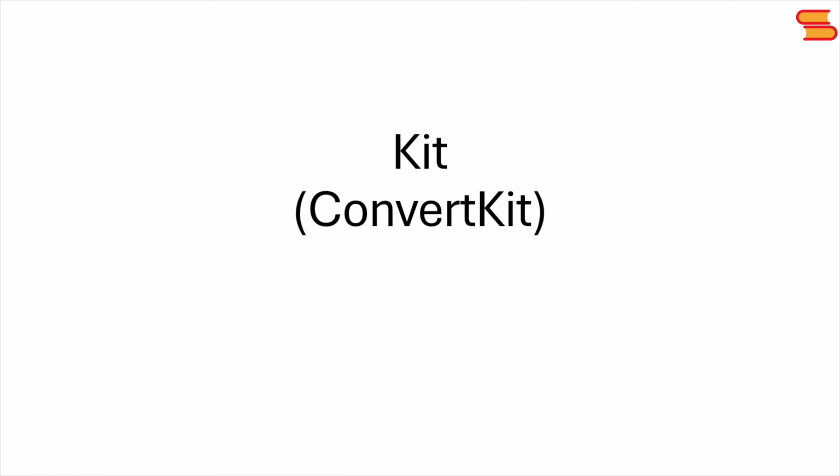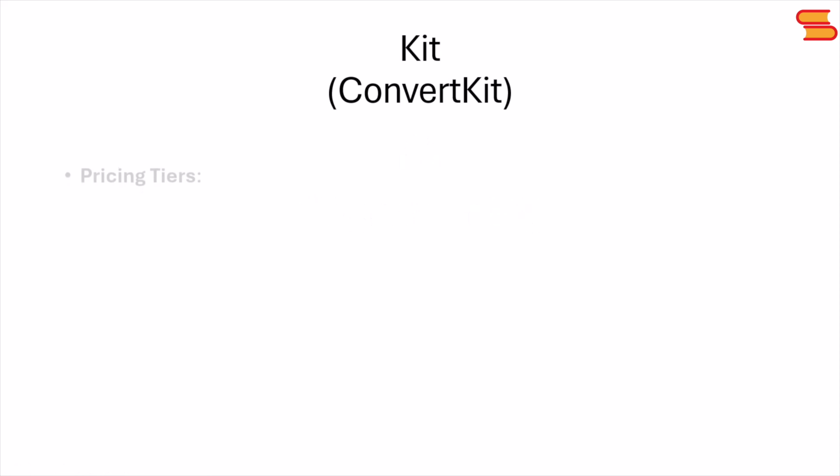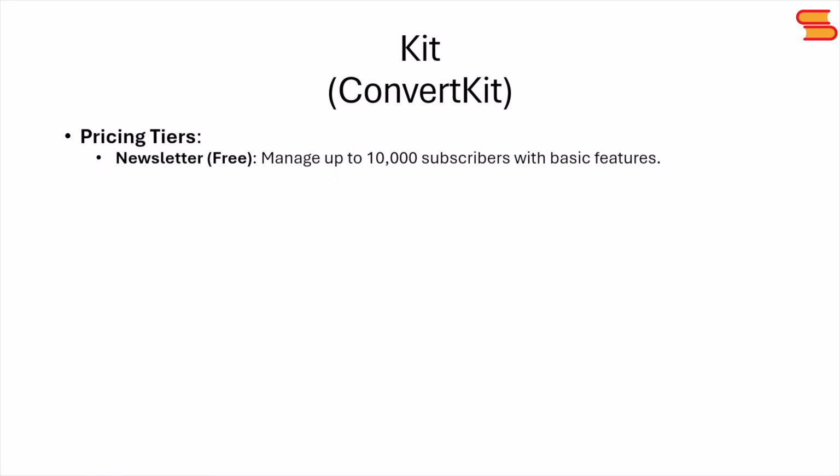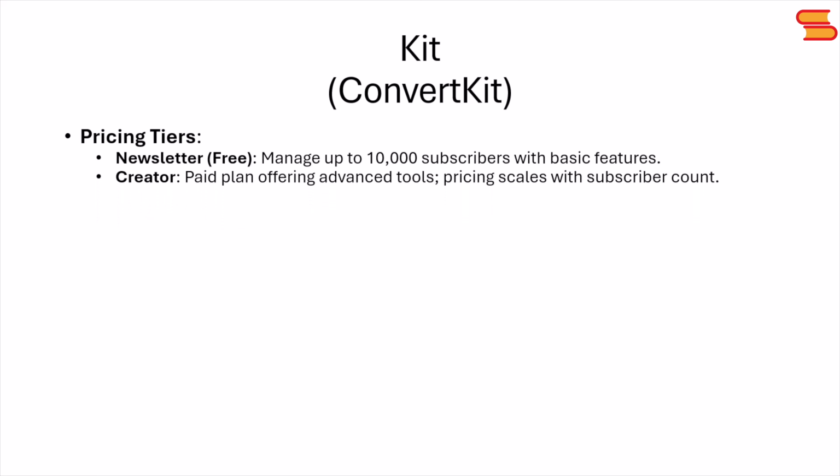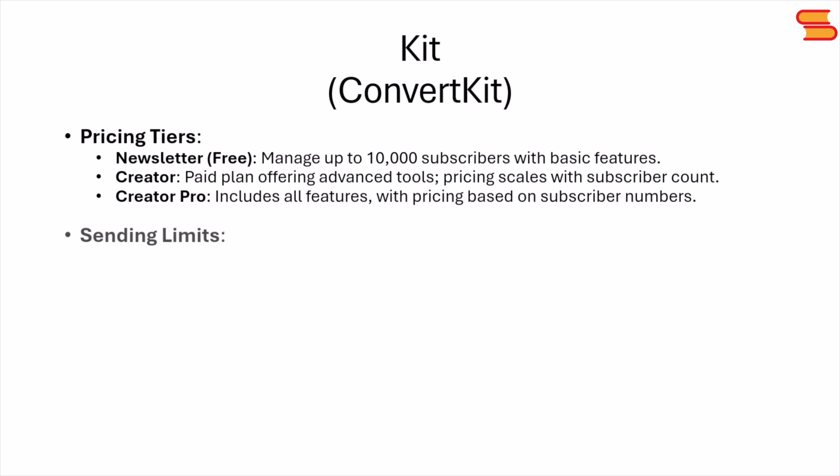We'll now cover Kit, which used to once be called ConvertKit. In terms of pricing tiers, there is a free tier, which is the newsletter tier. You can manage up to 10,000 subscribers with basic features, and the Creator plan, which gives you some advanced tools based on the number of subscribers, and then Creator Pro with all of the features based on subscribers.